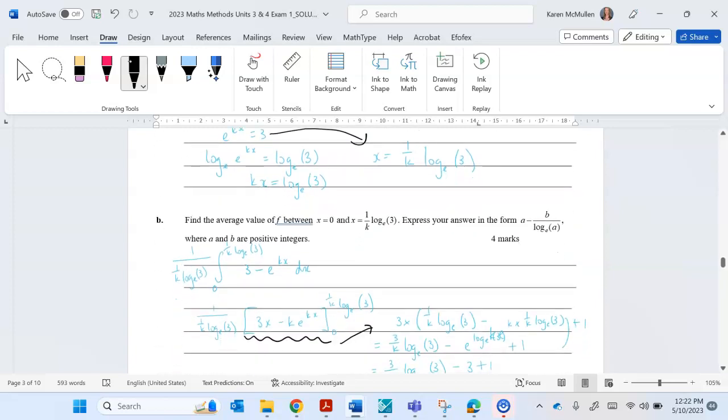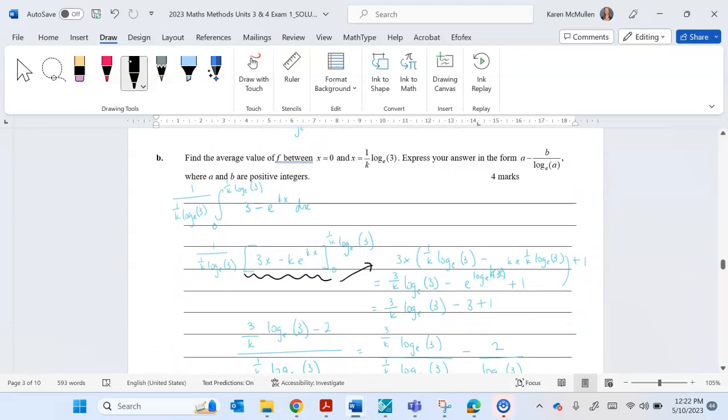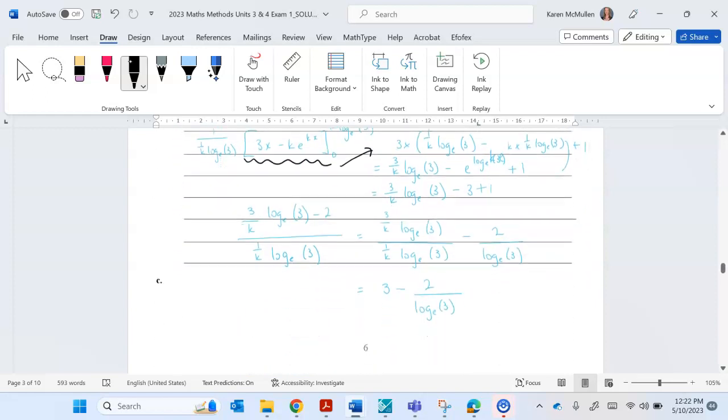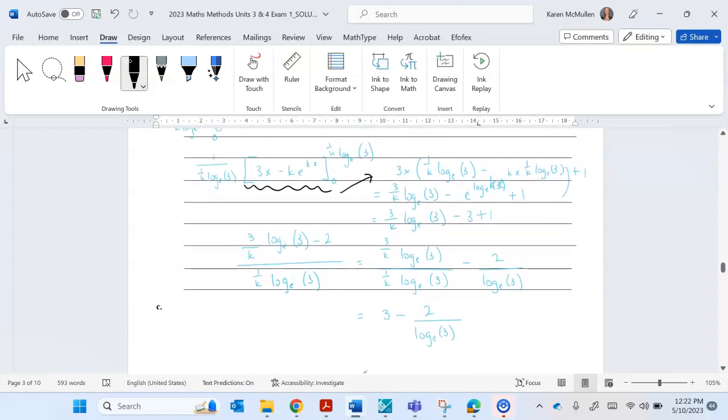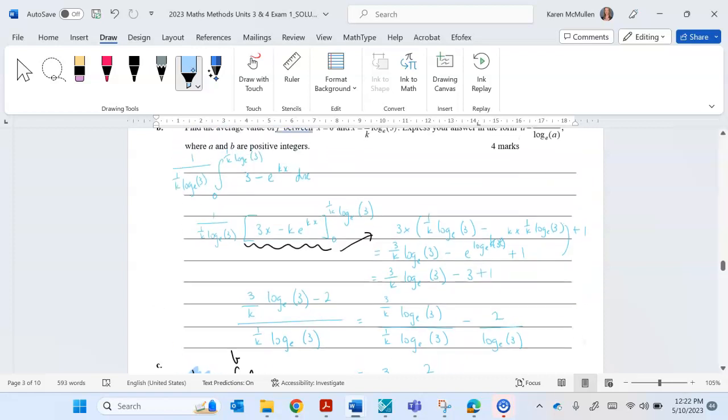All right, average value, so fairly new to you guys, but the average value formula is not on your formula sheet, but it's not hard to remember. So let me just write it down here. So 1 over b minus a, integral from a to b of f of x dx. So it's just basically the same as a definite integral. The only difference is we have this fraction out the front. So 1 over b minus a.